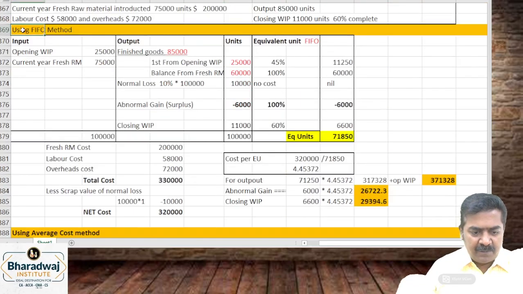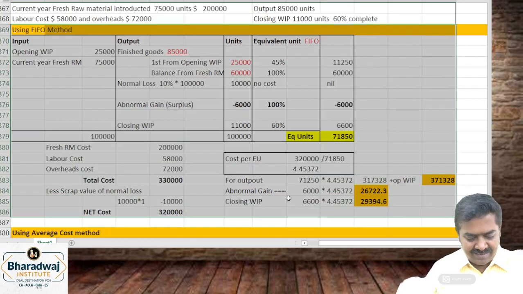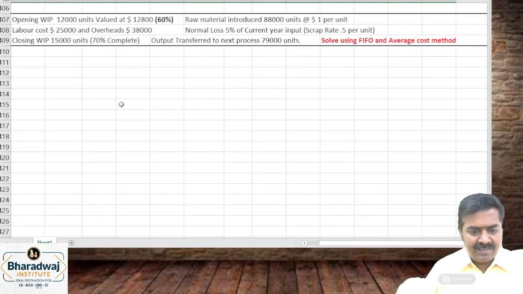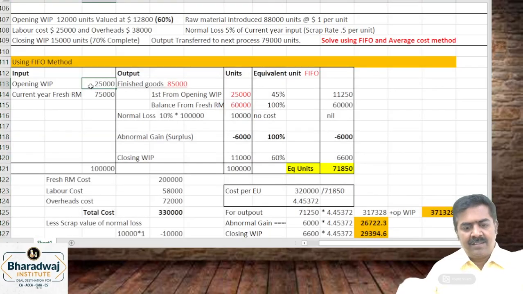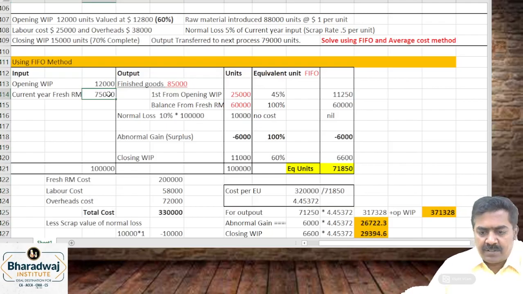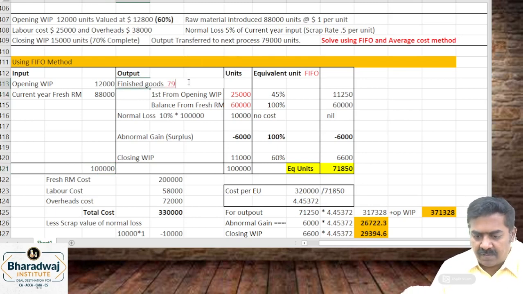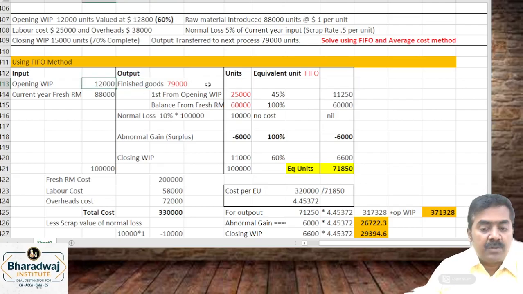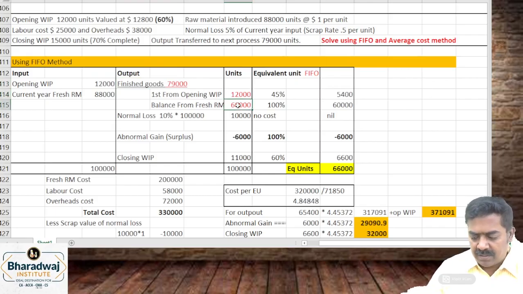First, using FIFO method, we will try. Opening WIP is 12,000. Fresh raw material introduced is 88,000. Total input is 1 lakh. Finished goods transferred to the next process is 79,000. First, we finish opening WIP 12,000, so 79,000 minus 12,000. Balance current year fresh units we take and process.